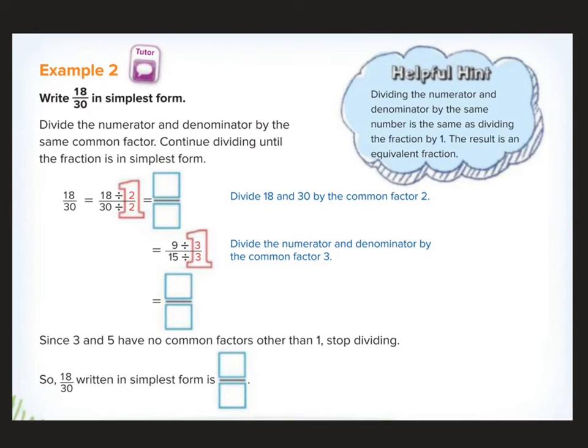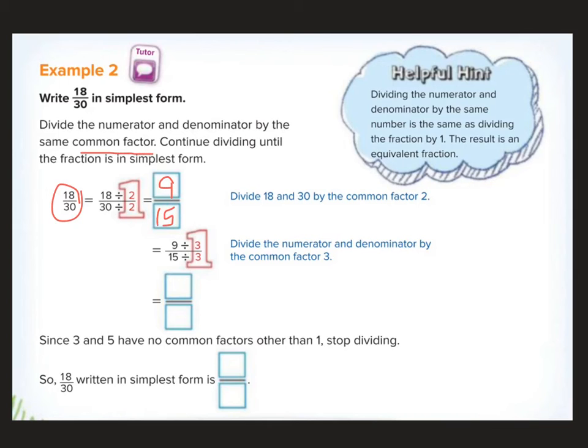Write 18/30 in simplest form. So step 1, divide the numerator and denominator by the same common factor. Continue dividing until the fraction is in simplest form. So this takes out the step of having to find the greatest common factor, which I personally prefer. So let's go. I know that 18 and 30 are both even numbers, so therefore I can divide them both by 2. 18 divided by 2 is 9. 30 divided by 2 is 15.